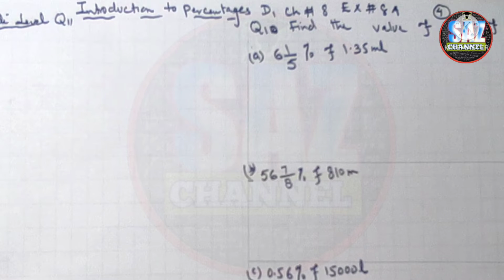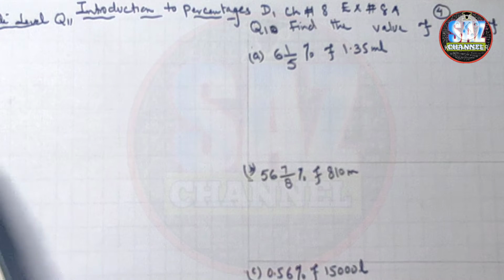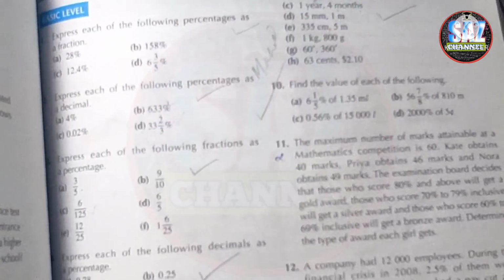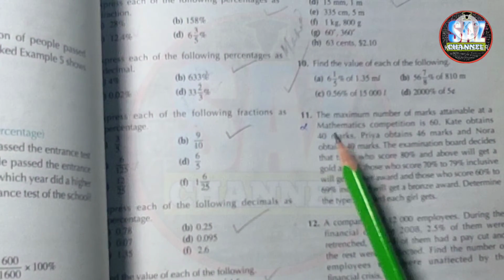In this lesson, students will be learning and discussing intermediate level question number 10 and 11. As the questions are long, so I've written the question in short form, and I'll be reading the question from the book. First, we'll begin the class with question number 11. Let me read the question carefully.